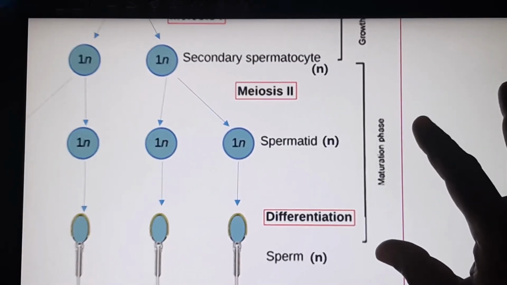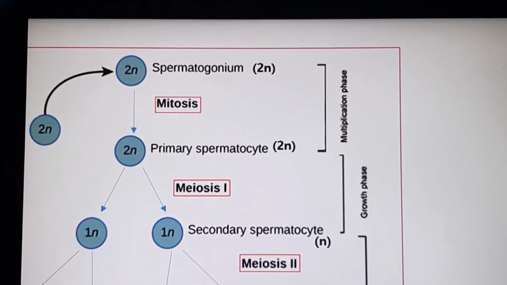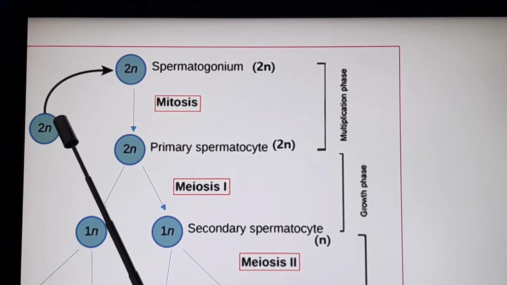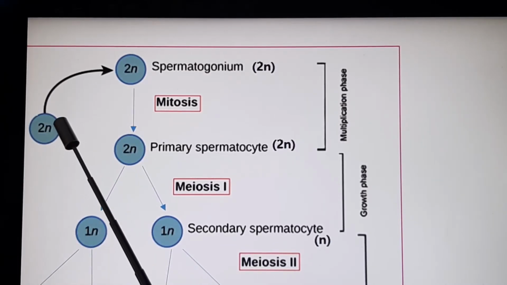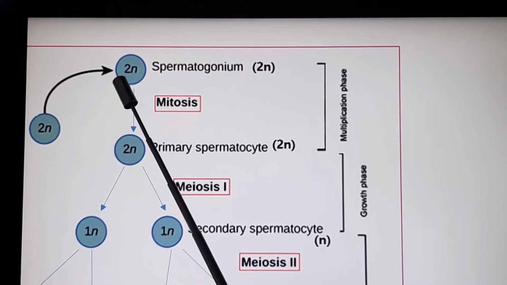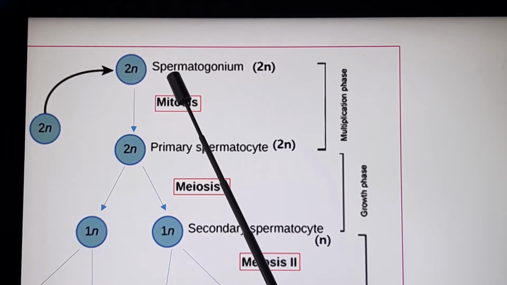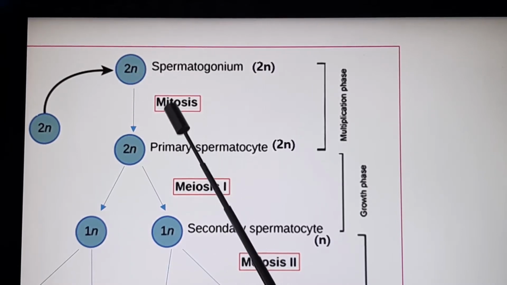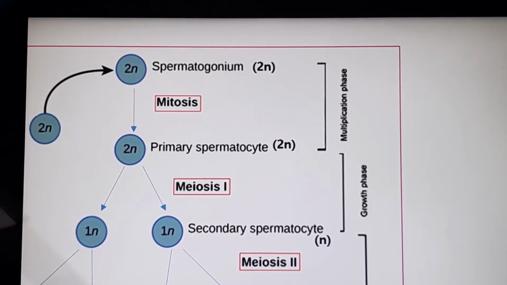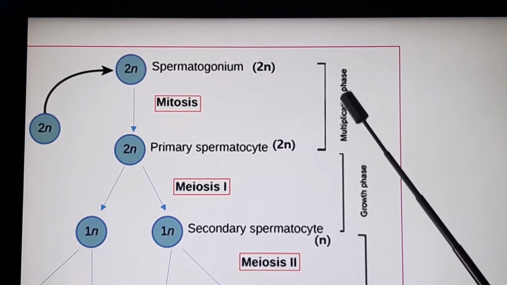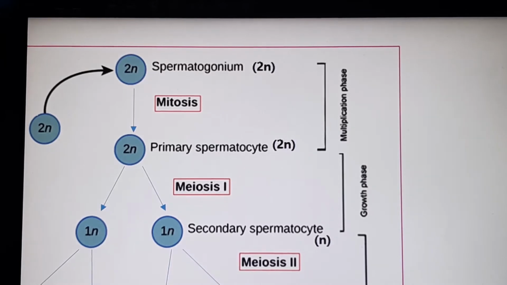And let us see the spermatogonial cells, the germ cells, primordial germ cells undergo multiplication by mitosis and the formation of spermatogonium, and again the spermatogonium divides mitotically and forms these spermatocytes. This much is included in the multiplication phase.